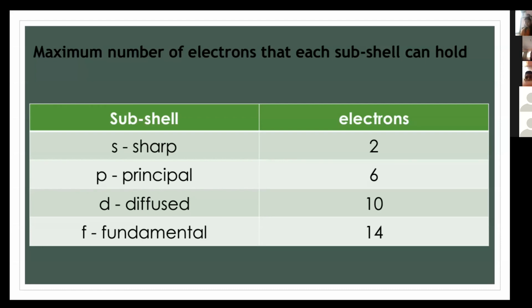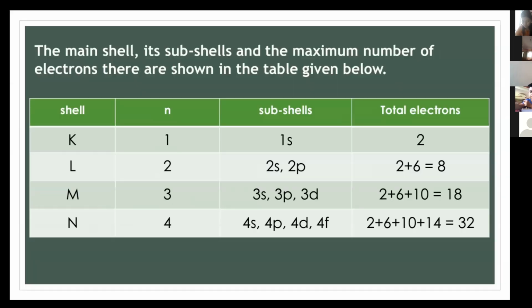S only has one orbital, that is named the S orbital, P has 3, D has 5 and F has 7. So in the F subcell we can accommodate 14 electrons.